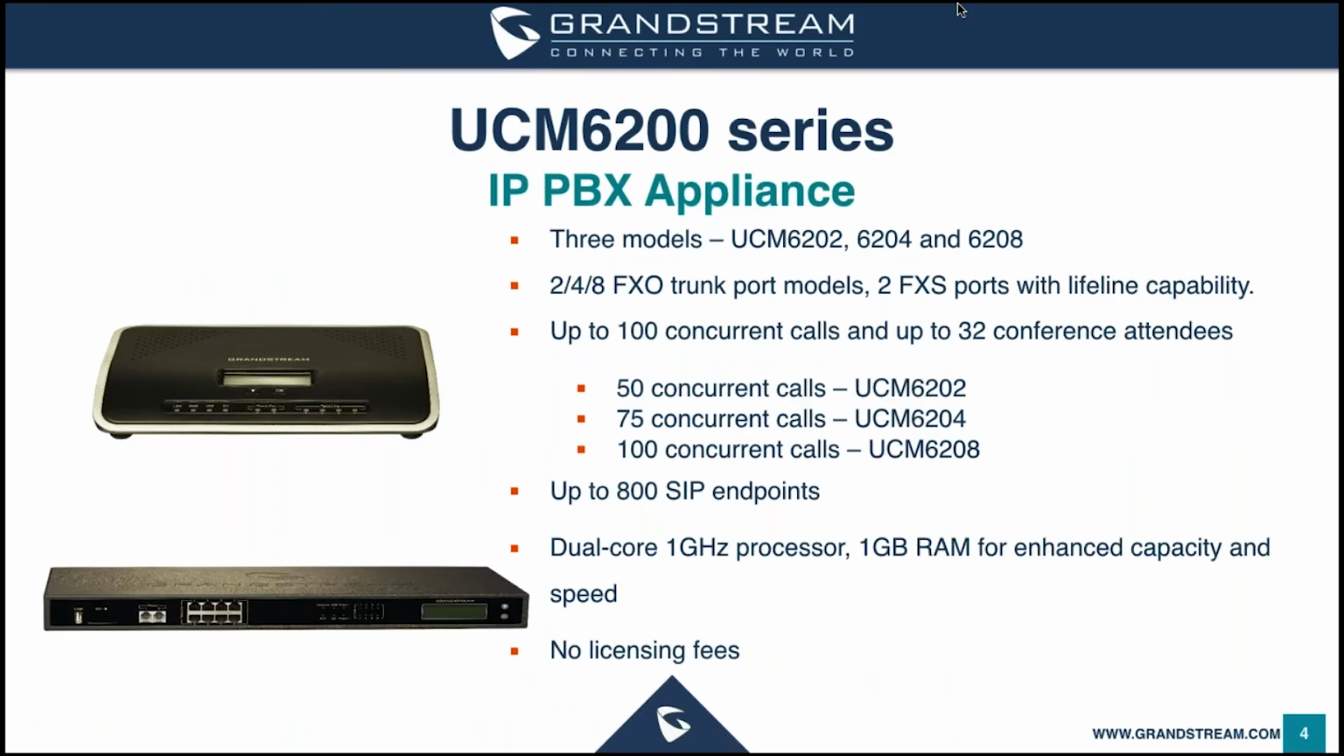In this slide, we're going to present the UCM 6200 IPv6 appliance series. They come with three models. So we have the UCM 6202, the UCM 6204, and 6208. The last number indicates how many FXO ports are included within the appliance. For example, if you have a customer with 5 to 6 or 7 analog POTS lines, you're going to go ahead with the UCM 6208, which has up to 8 analog or FXO ports.